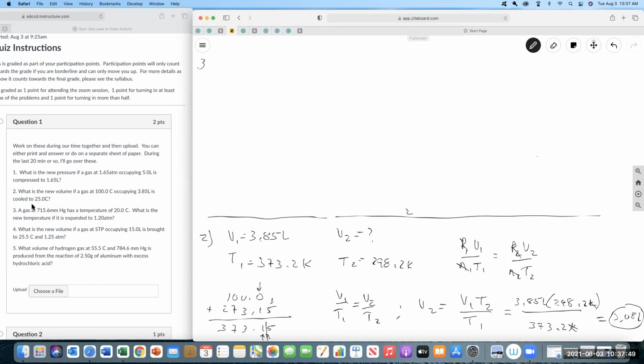Okay, number 3, we have a gas. So P1 is 715.6 millimeters of mercury. I'm right away going to change that to atmospheres. 715.6 divided by 760 is 0.9416.